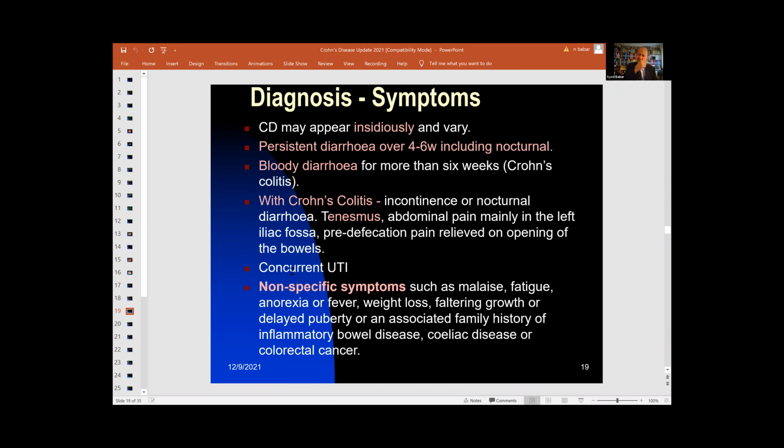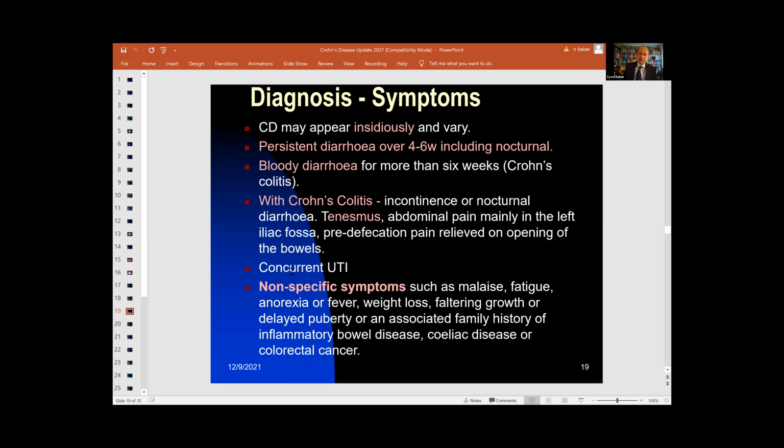So the diagnosis can actually be made on the basis of symptoms, remembering that Crohn's disease may appear insidiously and vary in presentation. It could cause persistent diarrhea over 4 to 6 weeks, mainly nocturnal. It could have bloody diarrhea for more than 6 weeks, which is Crohn's colitis. With Crohn's colitis, there is a greater incidence of anorectal incontinence or nocturnal diarrhea. Tenesmus is pain in the attempt of defecation with there being no stool in the rectum.